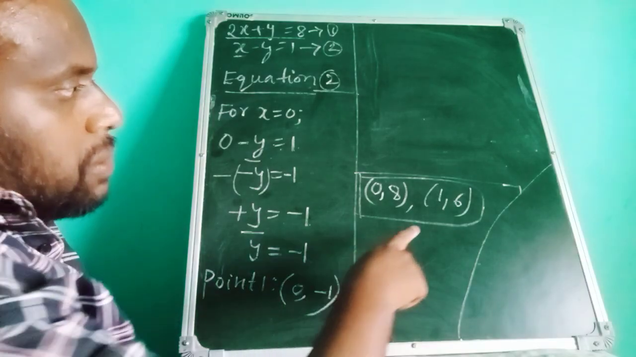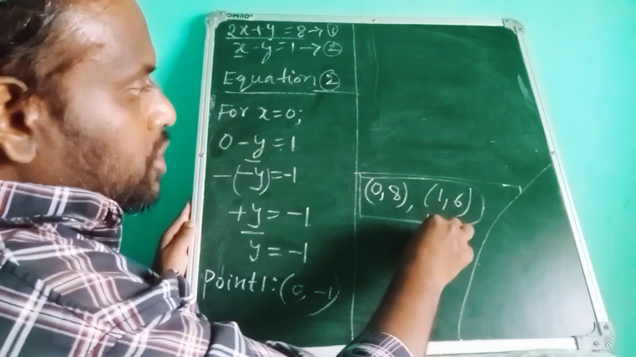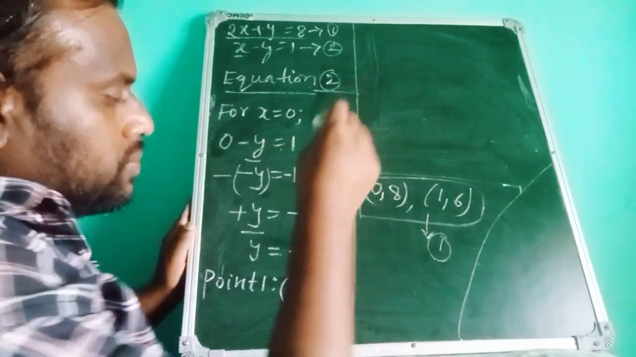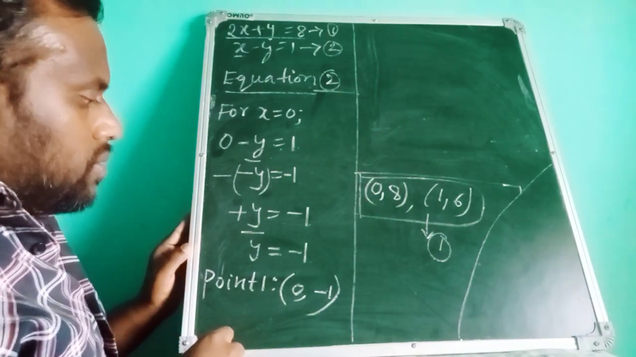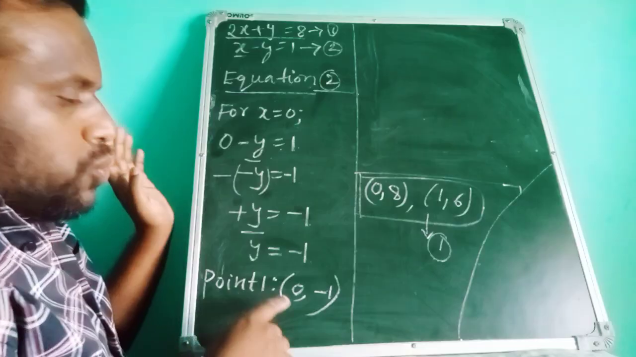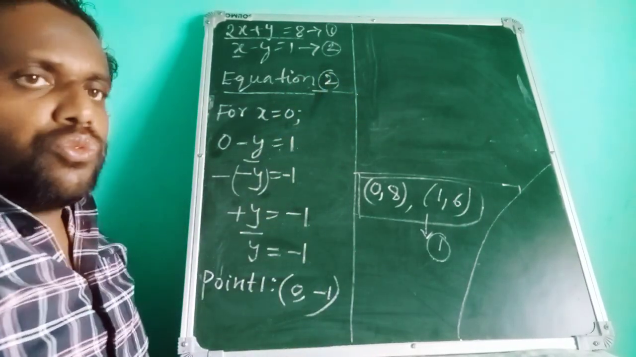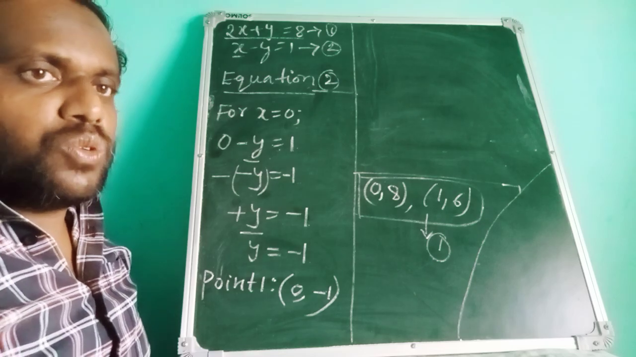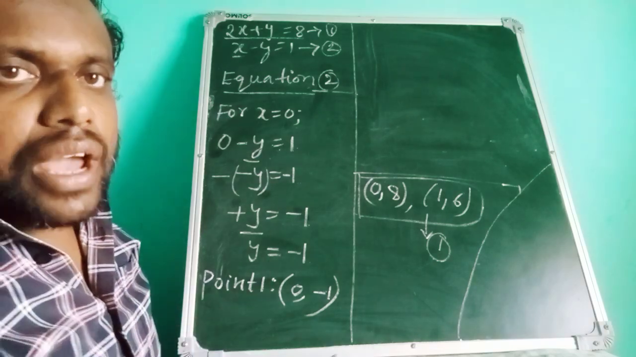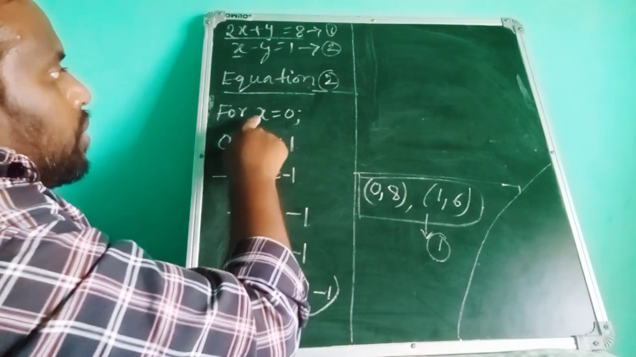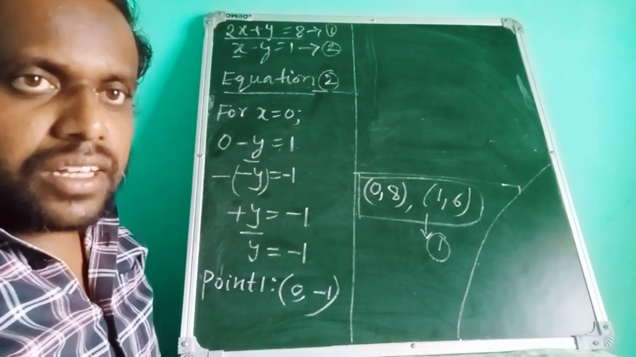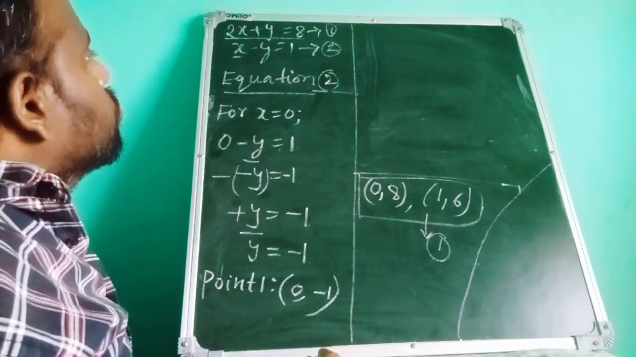Okay. So remember these 2 points for equation 1. I will write 1. So we got 1 point for equation 2. We need to find the second point. Now you take another random value for x. For x, 0 we already taken. You take any other value.